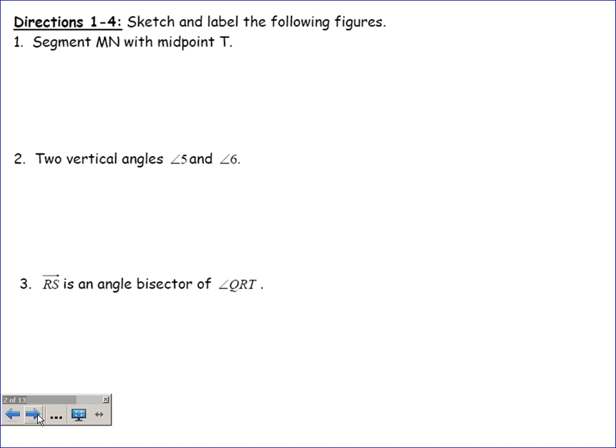Next one, this is kind of a review from earlier on. I just wanted to make sure that everyone can still do this type of stuff. When it says segment MN, basically that means here's a midpoint. Here's an M, here's an N. Midpoint's T. To show that it is a midpoint, what do I need to do? You need to draw little tick marks on there. So it needs to look something like that.